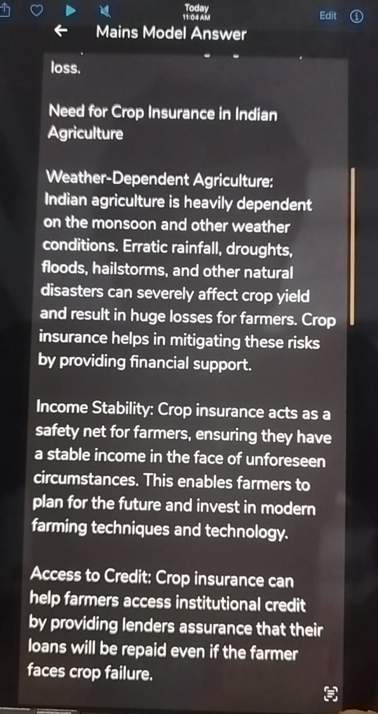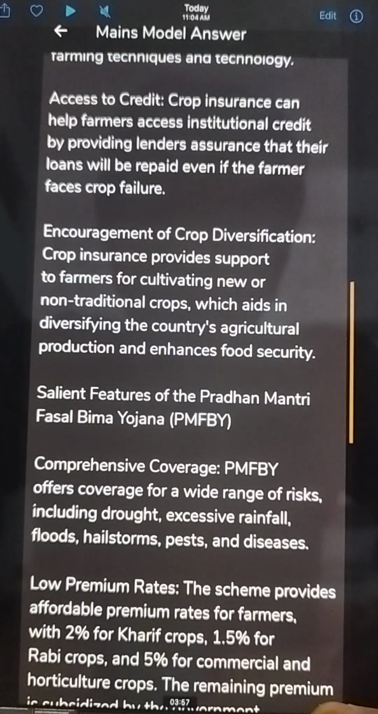Then comes income stability. Crop insurance acts as a safety net for farmers, ensuring they have stable income in the face of unforeseen circumstances. This enables farmers to plan for the future and invest in modern farming techniques and technology. Then access to credit. Crop insurance can help farmers access institutional credit by providing lenders assurance that their loan will be repaid even if the farmer faces crop failure.